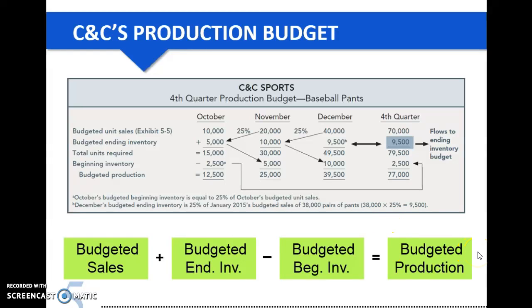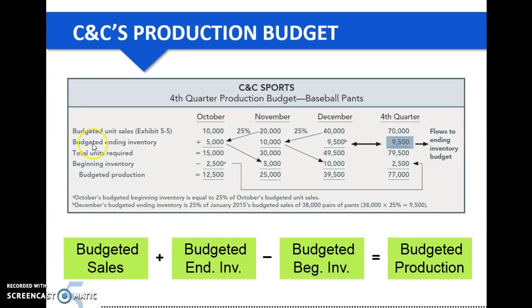Alright, so continuing with the production budget. The production budget for the baseball pans will start with your budgeted unit sales. The budgeted unit sales for the October, November and December months are 10,000, 20,000 and 40,000, which is 70,000 total for the full quarter, fourth quarter. To this we add the ending inventory because the company must produce additional units in preparation of the unexpected demand in sales.